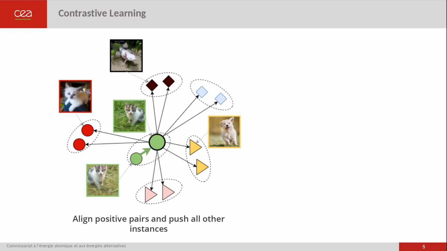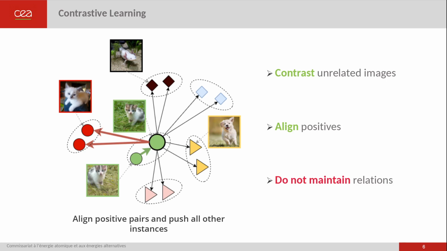One particularly performant pretext task is called contrastive learning. It consists of creating for each image in a batch two different views called positives. The goal of contrastive learning is to be able to discriminate between positive and negative pairs. However, this objective function lacks the information of semantic similarity between two images.